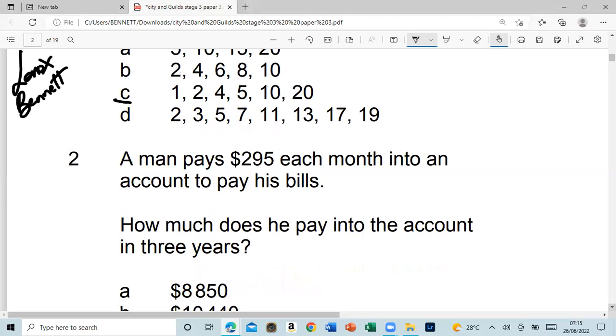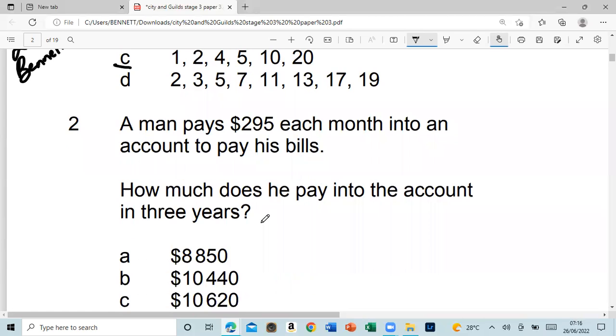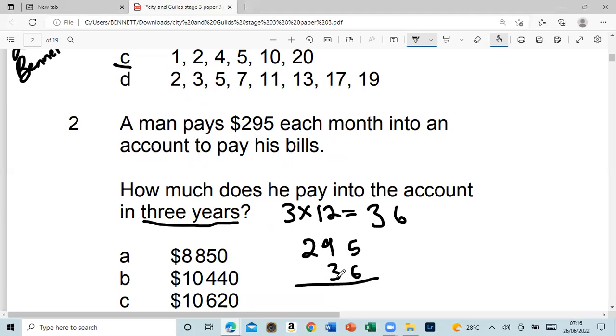A man pays $295 each month into an account to pay his bills. How much does he pay into the account in 3 years? All right, so 3 years, remember he's paying it monthly, so we need to determine how much you pay in 3 years. Now, 3 years would consist of 36 months. All we have to do is multiply by 36. 6 times 5 is 30, so we're going to say it's either B or C because it ended at 0. 6 times 9 is 54, and that's 57.